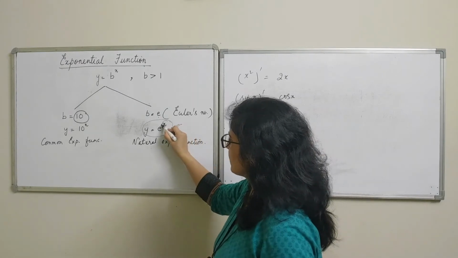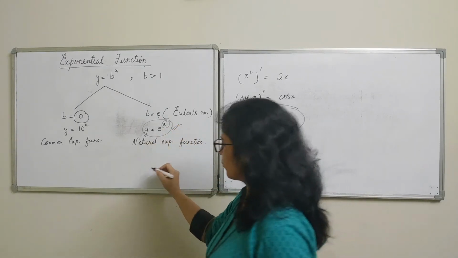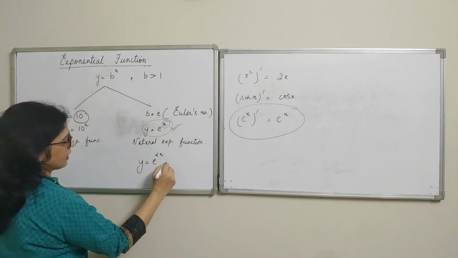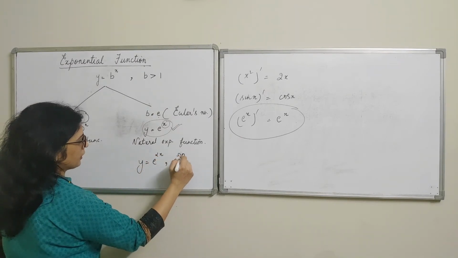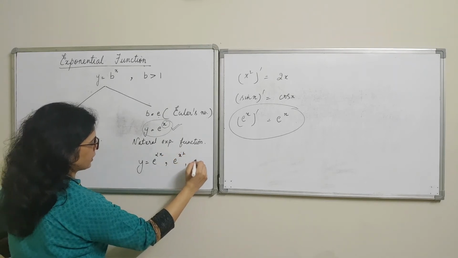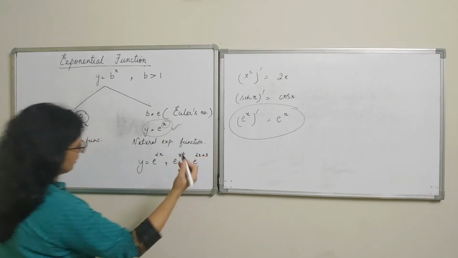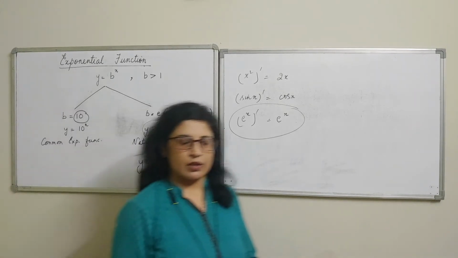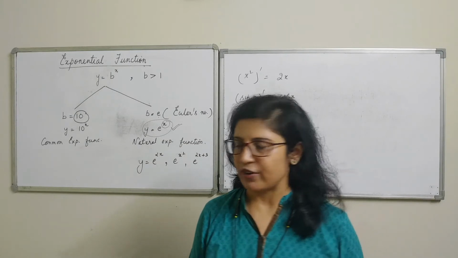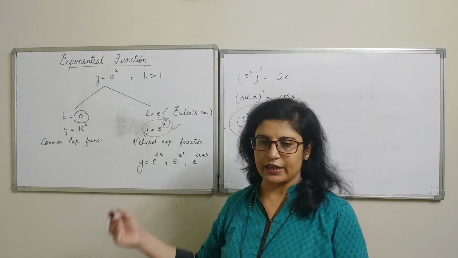Alright, you make changes in x, it becomes a composite function. For example, y is equal to e to the power 2x, it can be e to the power x square, it can be e to the power 2x plus 3, something like this. So whenever the power of the function changes, it becomes a composite function. It can also be e to the power sine x.